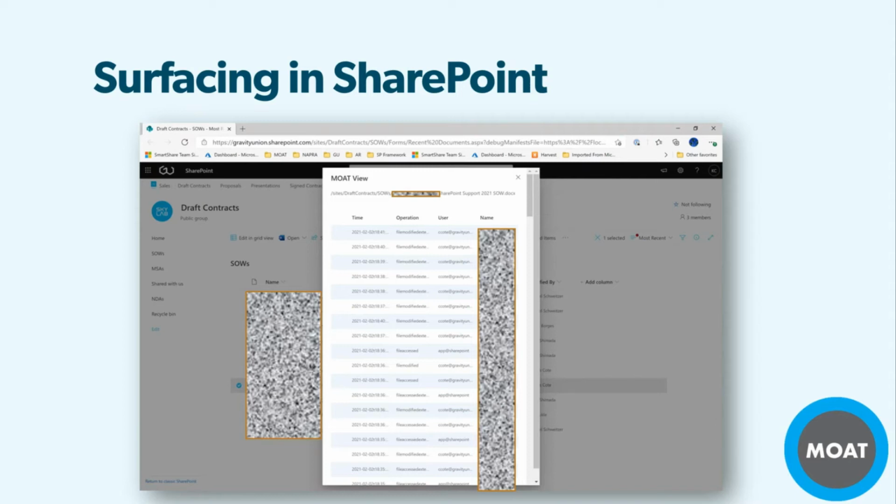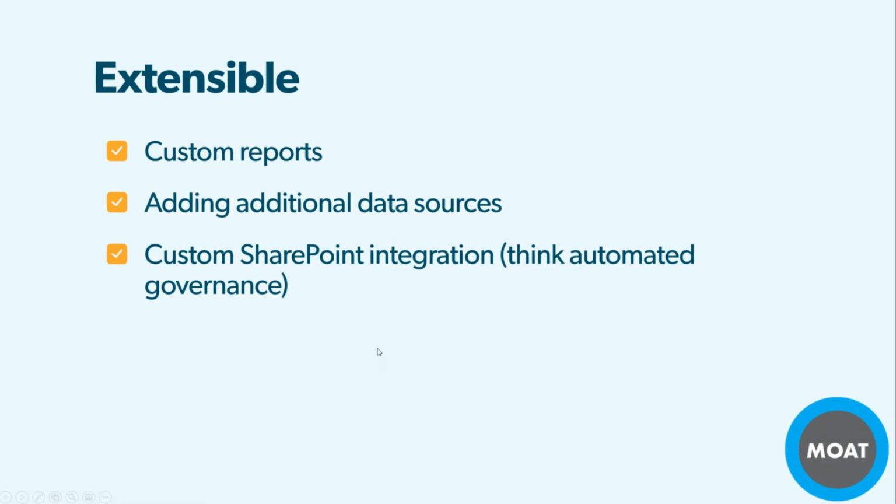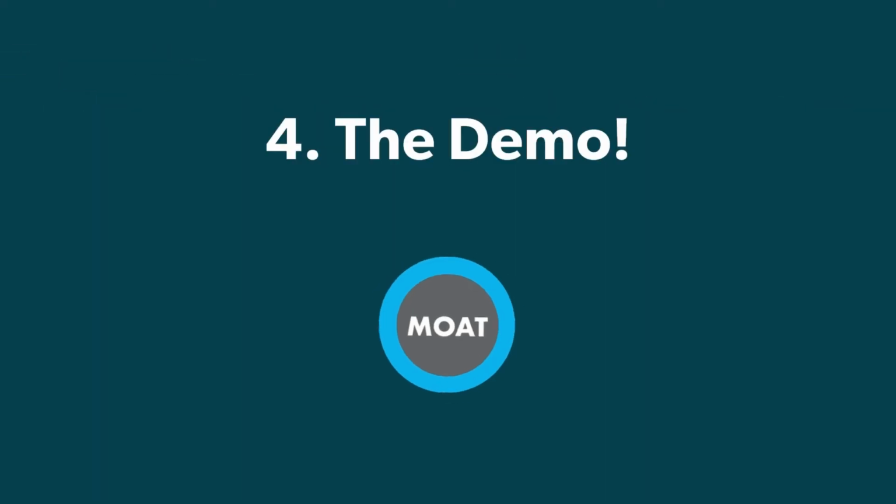Or if I want to see a list of everything that's been deleted from this document library, you can do that as well. So some cool inline SharePoint reports coming from MOAT as well. We could do a list activity, deleted items list, and deleted libraries list as well. You can create your own reports, which is very cool. So with that, let's hop into a demo.